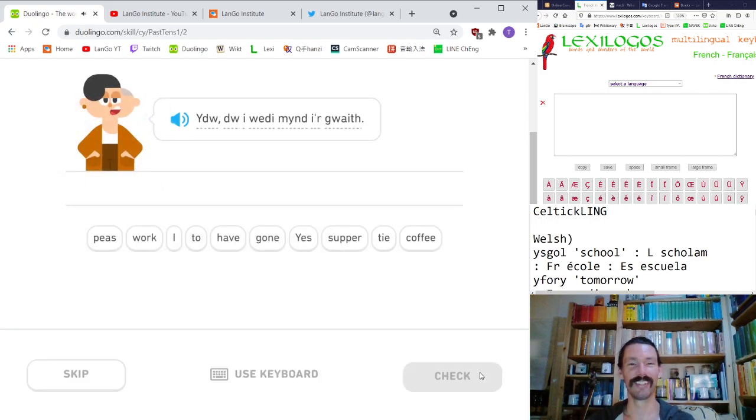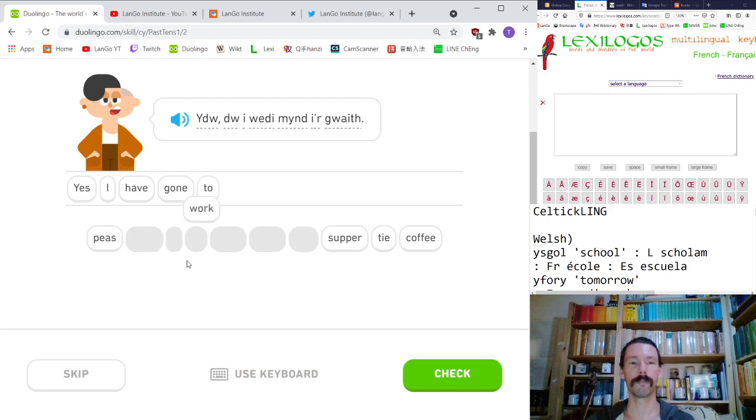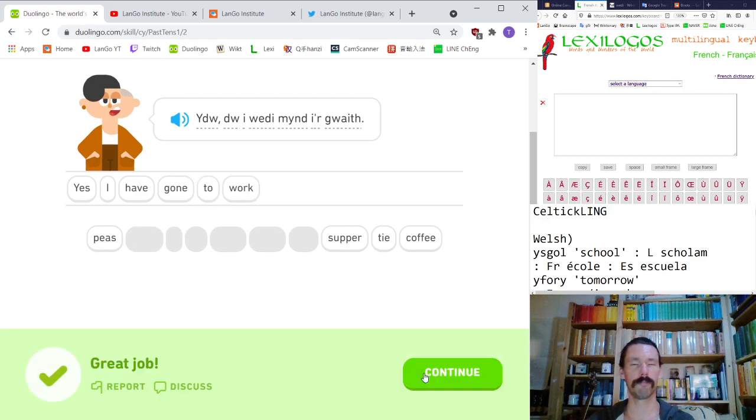Ydw. Dwi wedi mynd i'r gwaith. Ydw. That means yes. This YDW. So it's a good illustration that both Y and W are vowel letters. It's not a sequence of three. Ydw. Dwi wedi mynd. I have gone. I'r gwaith. To work. Yes, I have gone to work.